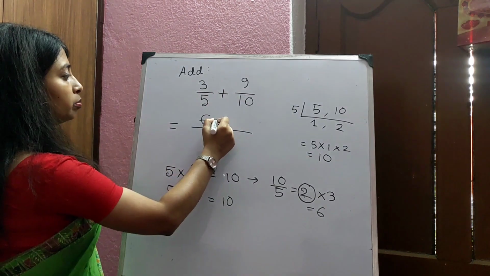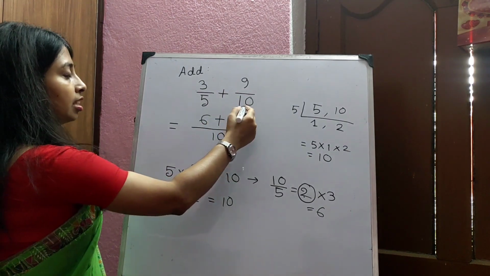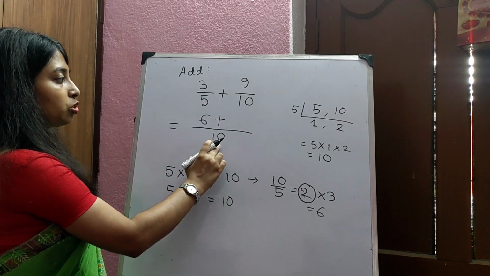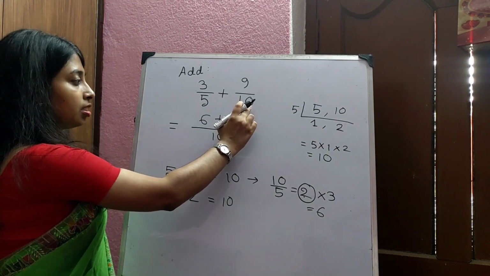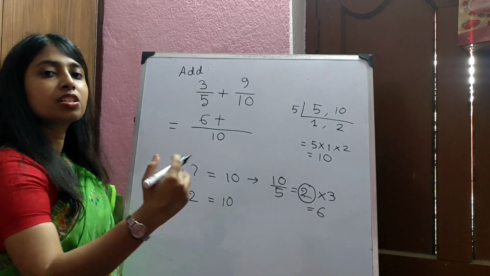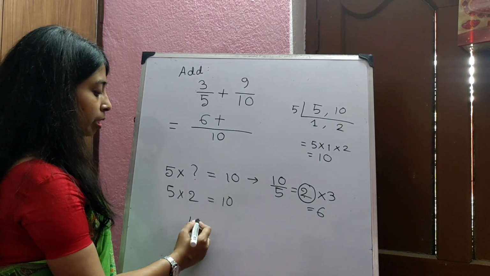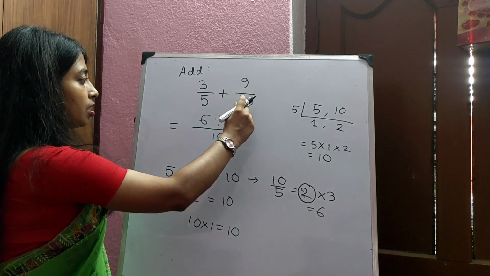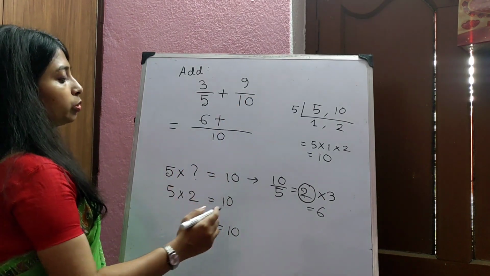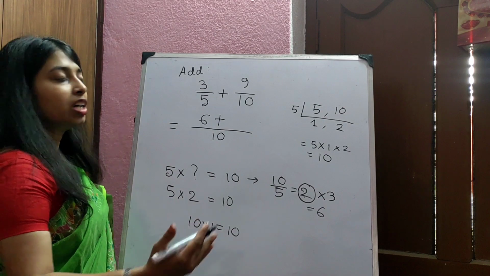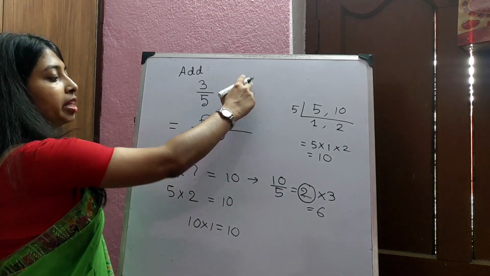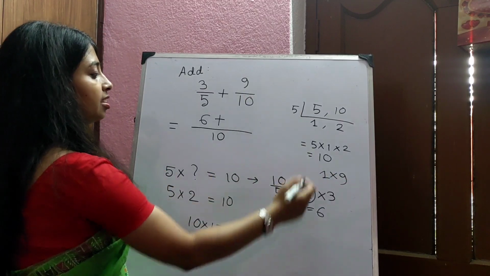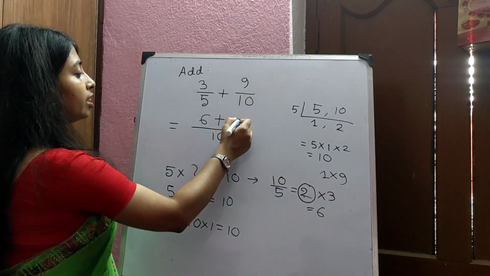Now there is a plus sign in between, so we write plus. In the next case, we will do the same thing. The denominator is 10 and this denominator is also 10. So 10 multiplied by how much is equal to 10? Of course we know 10 multiplied by 1 is equal to 10. And that 1 will be multiplied with the numerator, that is 9. So 1 multiplied by 9 equal to 9.